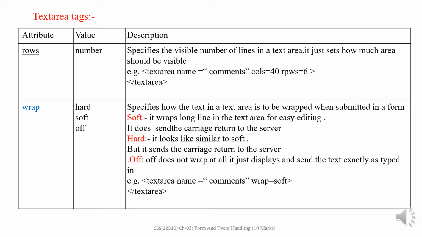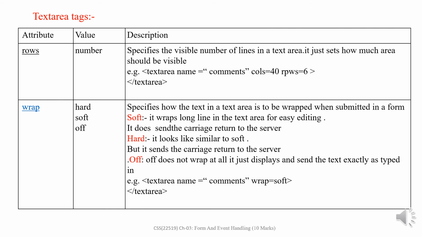So the example is textarea name is equal to comments, cols is equal to 40 and rows is equal to 6. It means that in that particular text area of comments there are 40 columns and 6 rows. Okay. Now next is wrap.